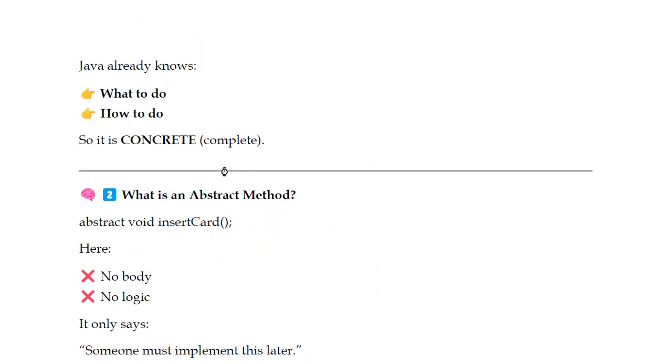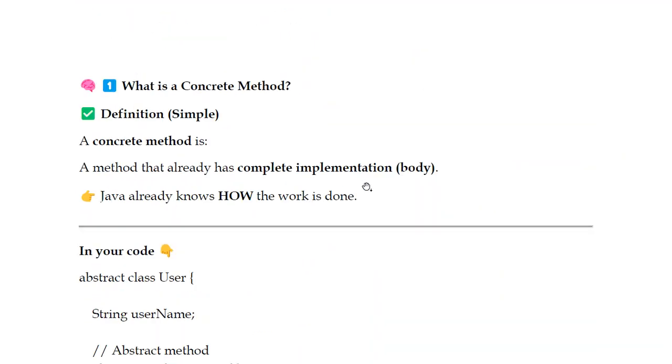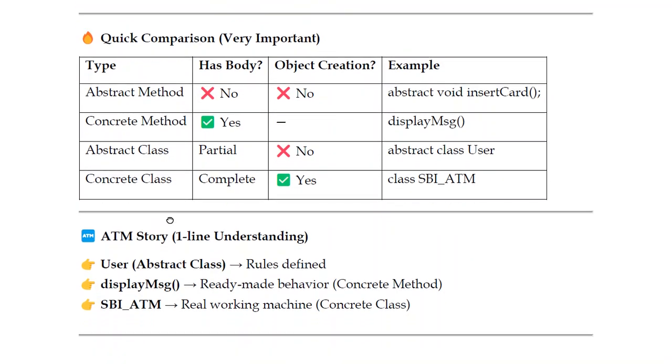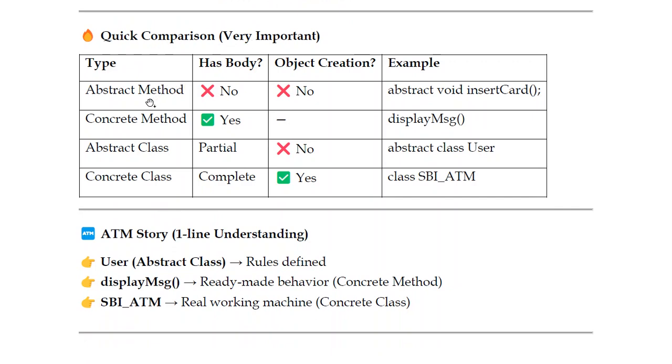Concrete method means a method with complete implementation; Java knows what it does. So, the quick comparison: does an abstract method have a body? No. These are the important three questions. Can you create the object? No. For example, I was using the keyword abstract void method. So why is object creation not possible? We'll discuss this in the forthcoming session. Okay, these are the important three questions.